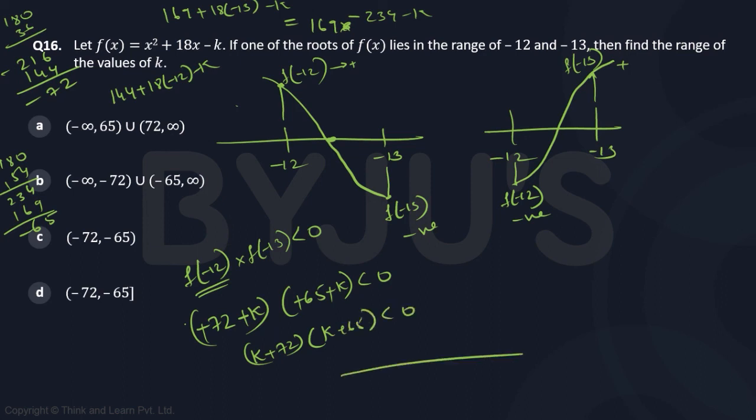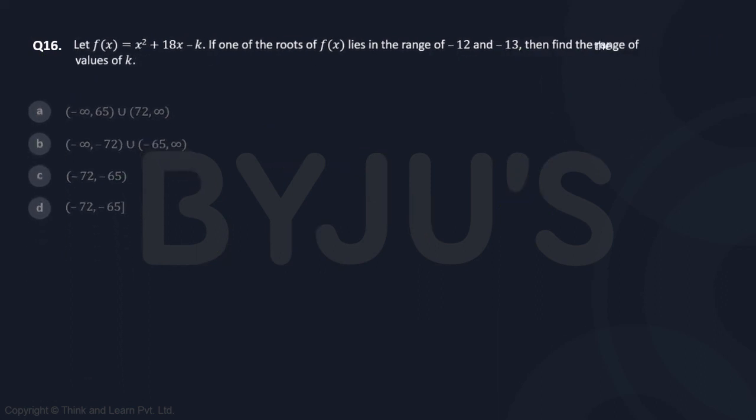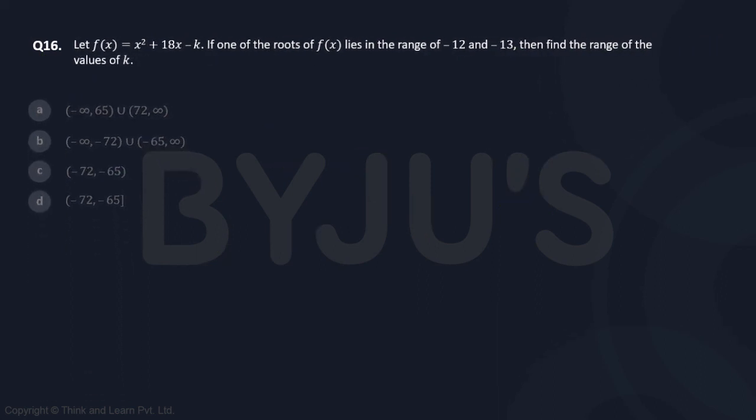So it's a quadratic inequality. Basically you have the roots as minus 72 and minus 65, cross, tick and cross. So it is minus 72 to minus 65, not included. Hence that is your answer, option C. Again, very fundamental. You can't solve this without knowing the entire funda of f of x.